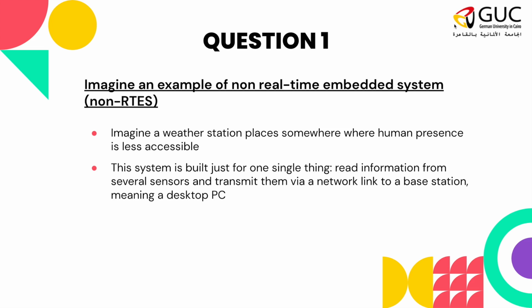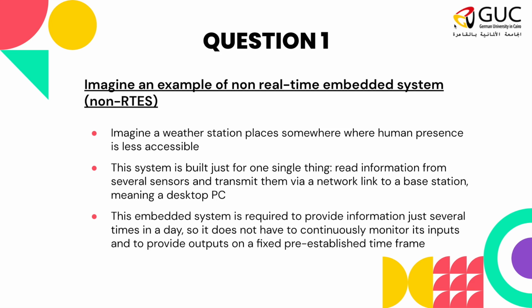This system is built just for one single thing: reading information from several sensors and transmitting it via a network link to a base station, meaning a desktop PC. So basically, this weather station is built to read information from its environment. That's why it's an embedded system, because it is interacting with its environment. The sensors will input data to this system, and using a network, this data will be transferred to a desktop PC, for example, in a city or in the headquarters of the weather station channel.